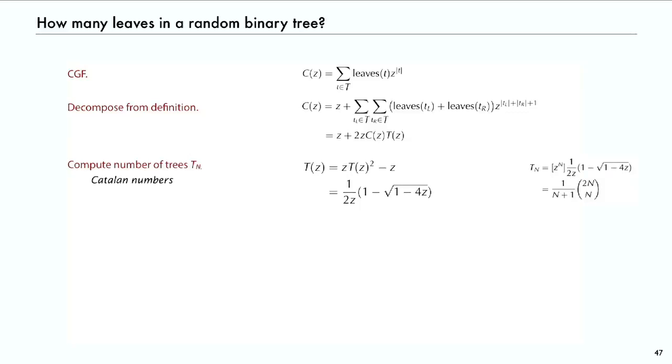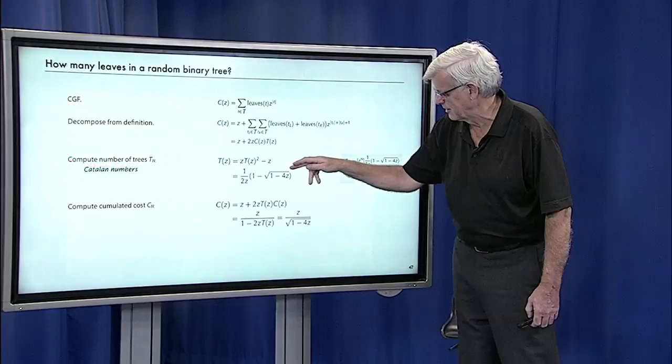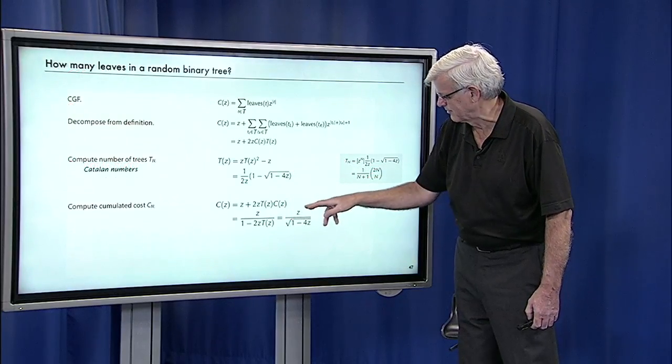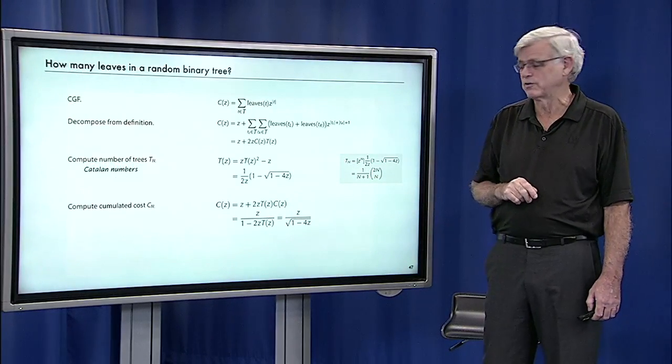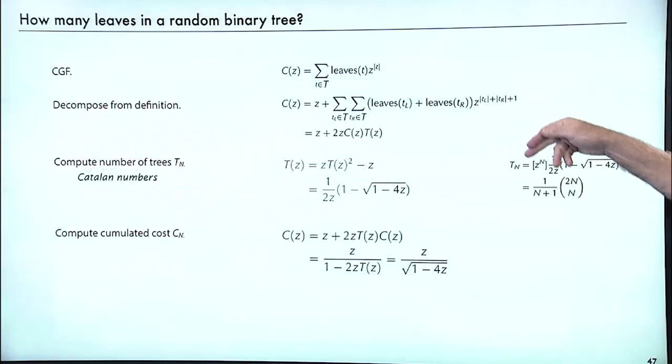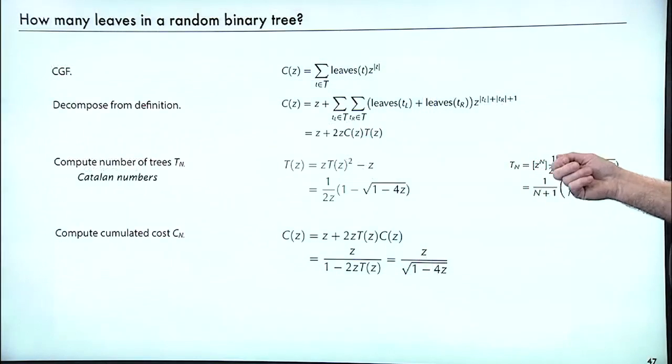We know the number of trees is the Catalan numbers. And so our accumulated generating function is C of Z equals Z plus 2Z T of Z C of Z, and we solve for C of Z, we get Z over 1 minus 2Z T of Z. Catalan numbers multiplied by 2Z, then subtract 1, you get Z over square root of 1 minus 4Z. So that's an explicit expression for the cumulated cost function.